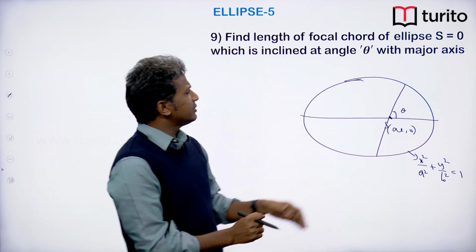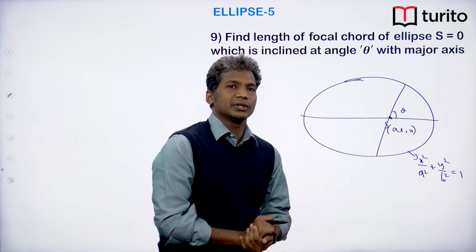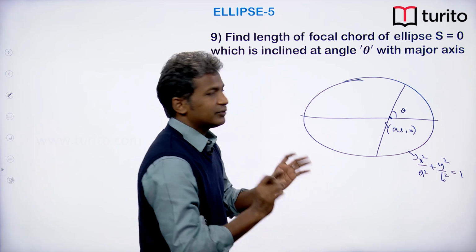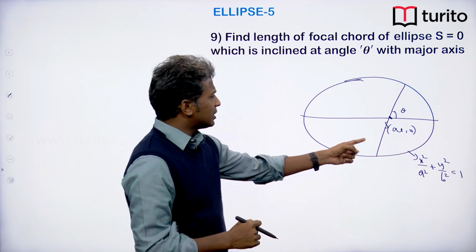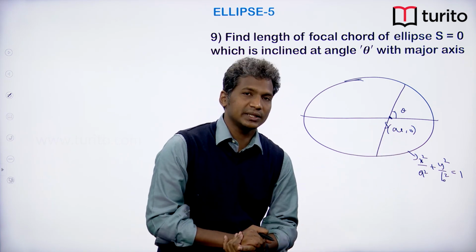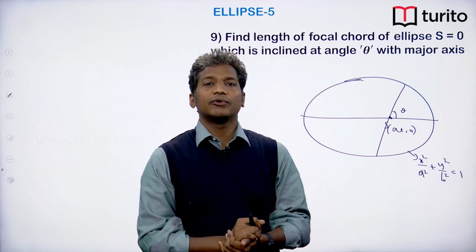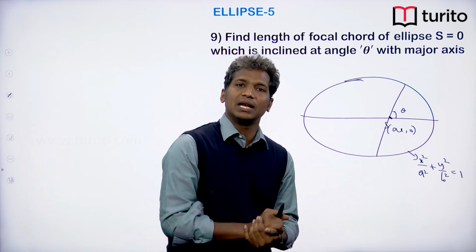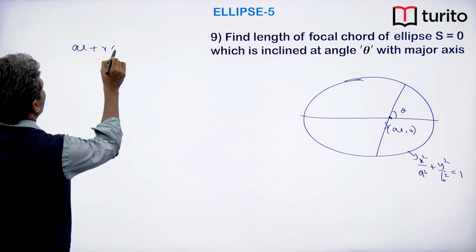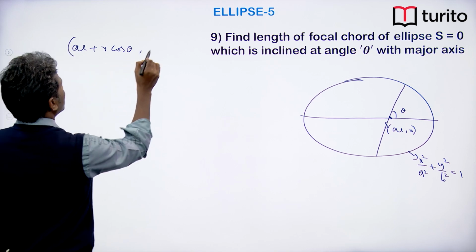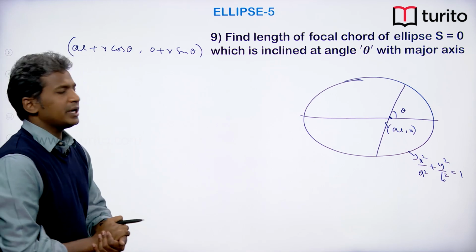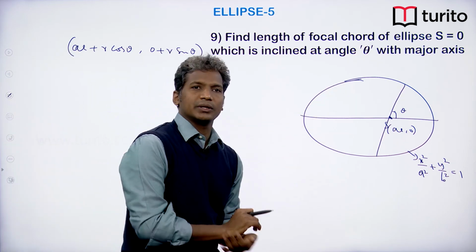So how do we proceed with finding the length of the chord? What could be the best way? The best way could be to go for this idea. Suppose we know that this chord is passing through (ae, 0) and we know that the slope is going to be tan theta. So we can use parametric form and write the equation of this line in this way: (ae plus r cos theta, 0 plus r sin theta). So this becomes any point that is lying on this chord.